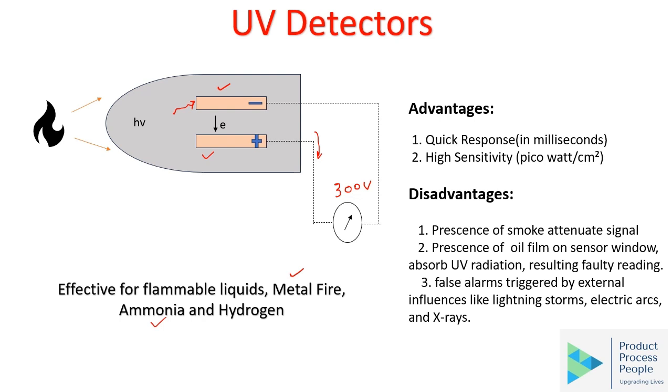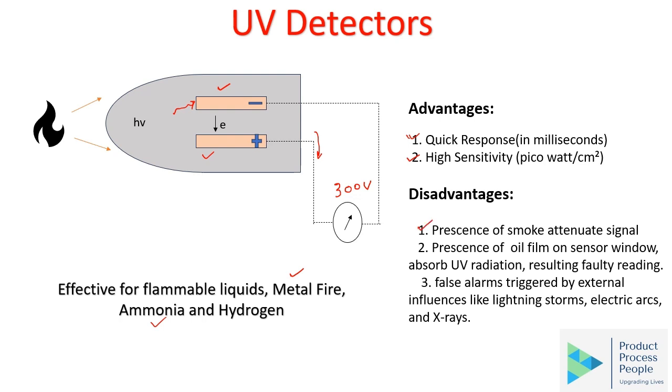However, their effectiveness can be reduced by the presence of smoke, and factors such as oily films or other organic compounds on the detector window can limit their sensitivity. UV detectors are also prone to false alarms caused by lightning, electric arcs, or X-rays. So with respect to advantages, there are mainly two. They respond very quickly, in milliseconds, and have very high sensitivity in the range of picowatts per centimeter squared. With respect to the disadvantages, the presence of smoke attenuates the signal.